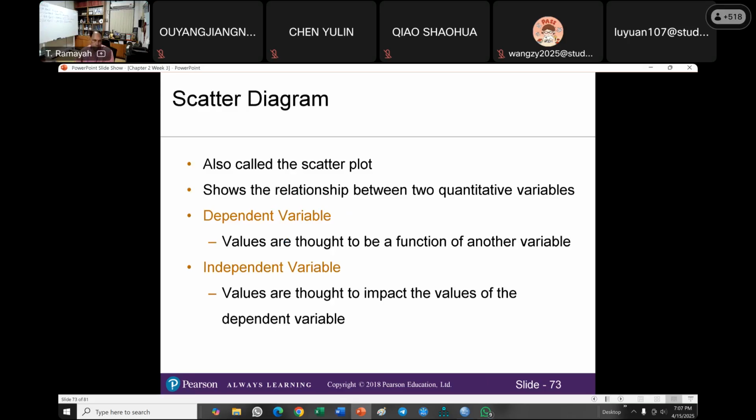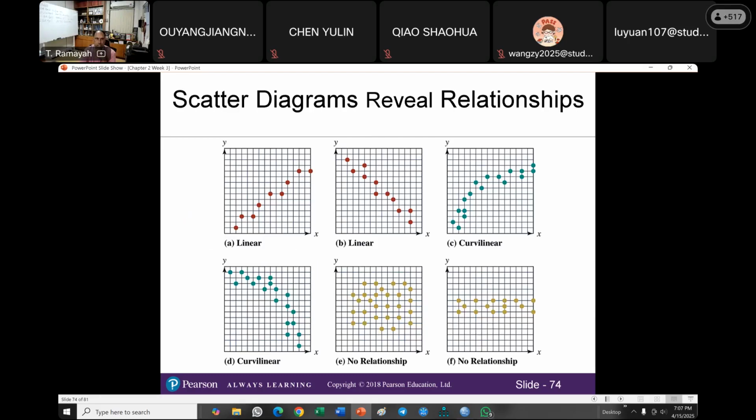Usually when we do a scatter diagram, we have the terms dependent variable and independent variable. The dependent variable will be on your y-axis. Your independent variable will be on your x-axis. So what we are saying is the y-axis is dependent on your x-axis. The independent variable will influence your dependent variable. So this is where we need two quantitative variables. We will plot them in the chart like this.